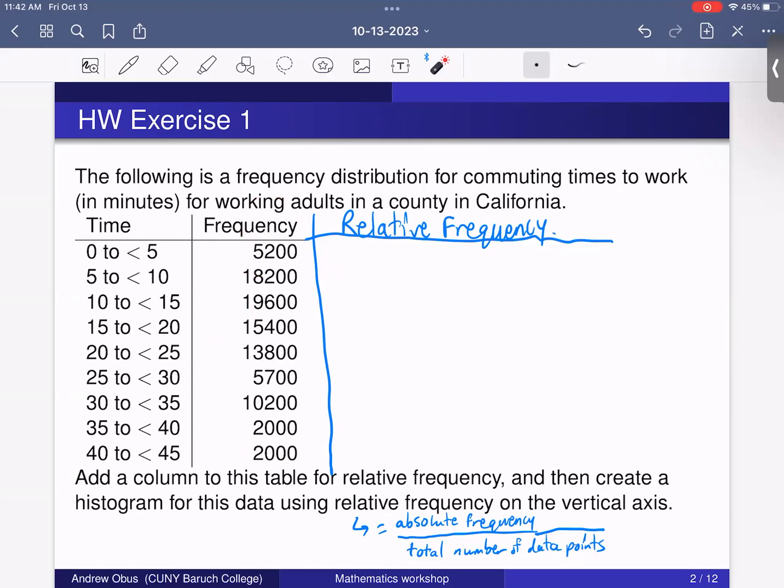Because this is the frequency for each class. So to get the total number, we have to add up all of the frequencies, right? So let me just do that quickly. So 5,200 plus 18,200 plus 19,600 plus 15,400 plus 13,800 plus 5,700 plus 10,200 plus 2,000 plus 2,000. Okay, so the total number, which I'll write down here, is 90,300. Okay, so that's the total number over here.